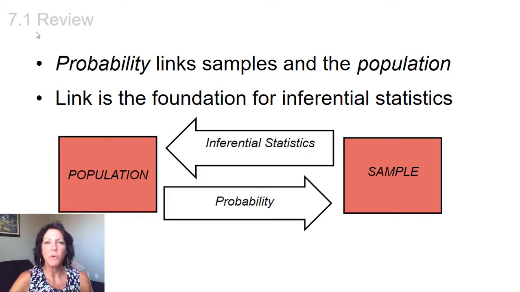So probability links samples and populations. And this link is so important for inferential statistics, where we take what we see in a small group and we infer it to the population. So this graphic sort of describes it all. If we have a population, we can talk about the probability of a certain sample coming from that population. And when we have a sample, we can talk about the probability of that sample being part of a larger population.